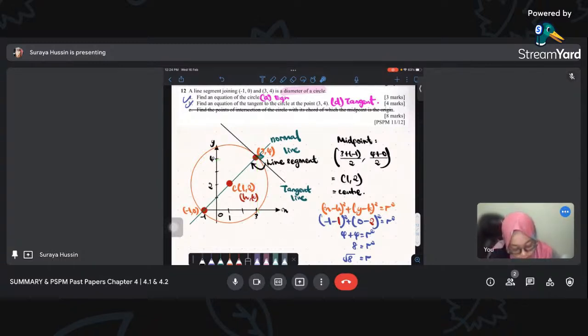And then diameter dia, dia kata this is the diameter of the circle. So this is the diameter D lah. Find the equation of the circle.